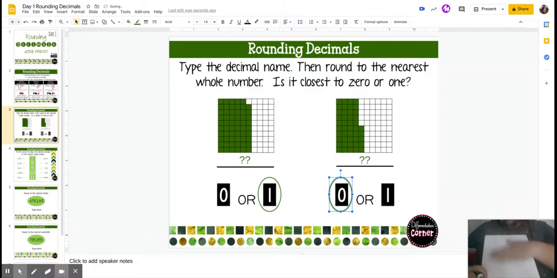So again, the hardest thing we'll ever have to do is when you're rounding.